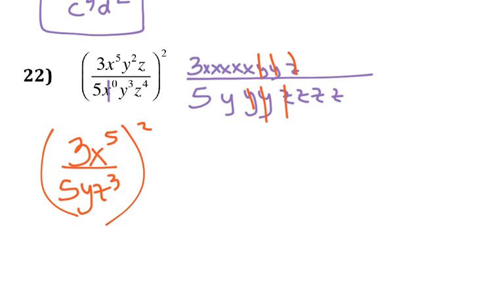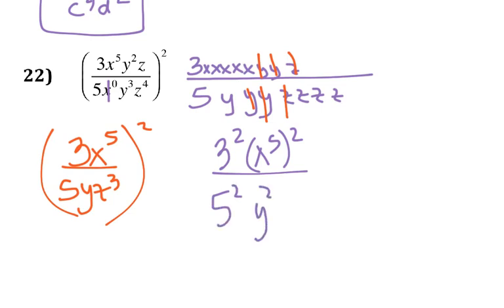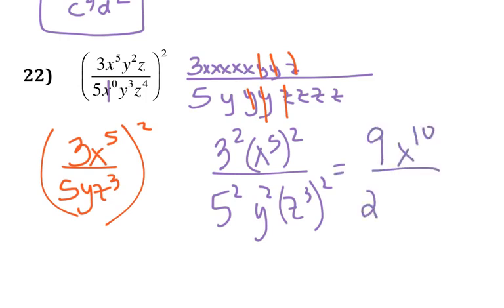So one way you can look at this is everything in the parentheses gets that power of 2. So I'm going to have 3 to the 2nd power, x to the 5th to the 2nd power, 5 to the 2nd power, y to the 2nd power, z to the 3rd to the 2nd power. So that's one way you can look at that and then simplify it out. That's one way of doing it.